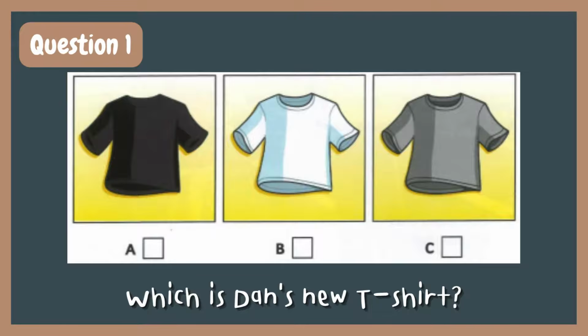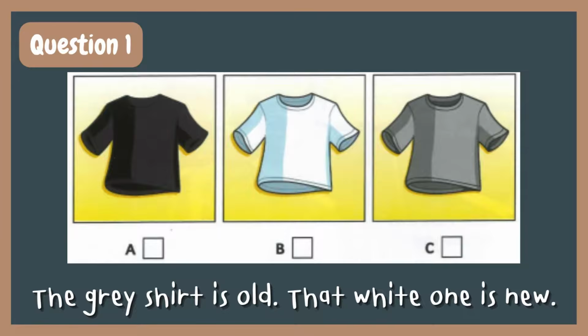Question 1. Which is Dan's new t-shirt? The gray shirt is old. That white one is new. So the answer is the white one, B.